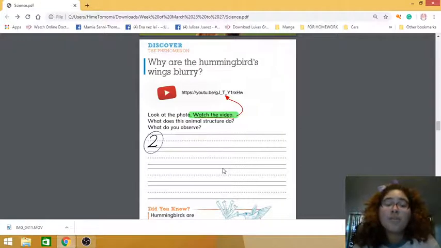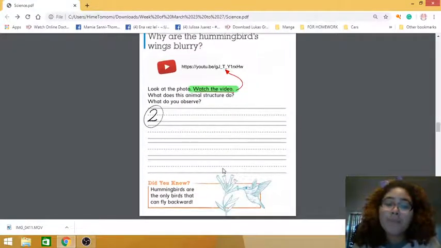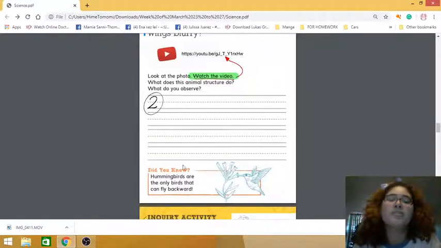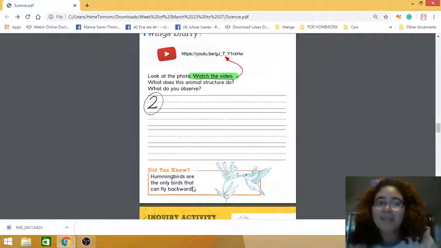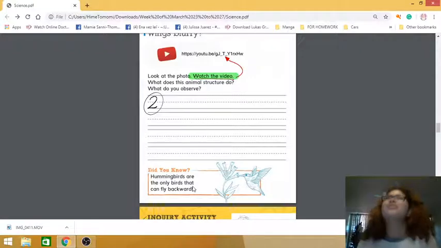So thank you so much for joining me once more. And before we go, just look at this little tidbit. Hummingbirds are the only birds that can fly backwards. So imagine that, just looking at the bird flying backward.